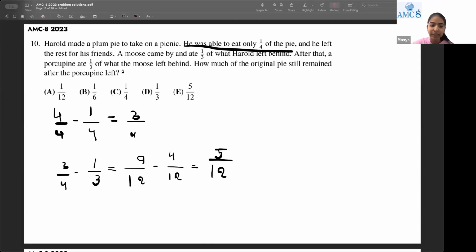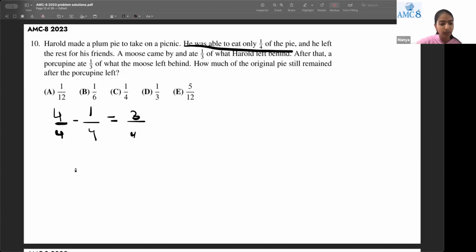So, sorry, let me explain this once again. So a moose came by and ate 1/3 of what Harold left behind, meaning that you have to find 1/3 of the 3/4. So instead of subtracting, you have to actually solve 1/3 of the 3/4 and then subtract that from 3/4. So 1/3 of 3/4. The word of just means multiplication. So 1/3 times 3/4 is equal to 3 by 12. And so the moose came and ate 3 by 12 of 3 by 4.